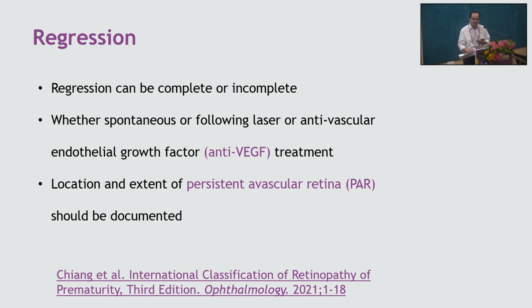Now, with the anti-VEGF era, there was regression and progression of the disease happening more often than with laser treatment. This was recognized, and they gave more stress on regression and reactivation. When you give an anti-VEGF, the disease regresses, but when it does not regress fully, it's an incomplete regression, and there's a lingering peripheral avascular retina. So you should note a post anti-VEGF regression as PAR, with the zone and the extent in clock hours.